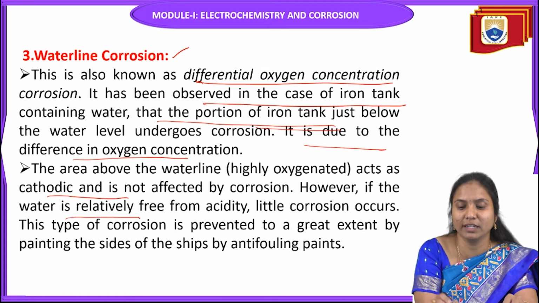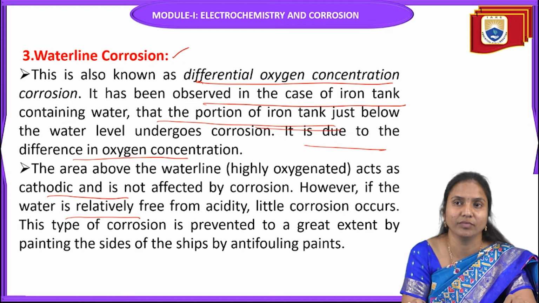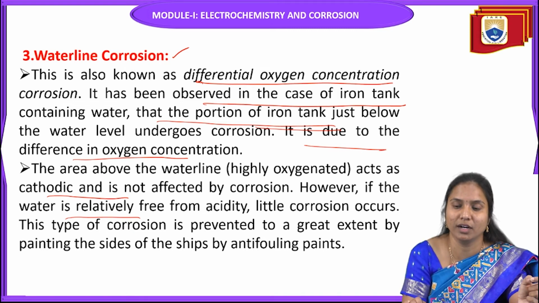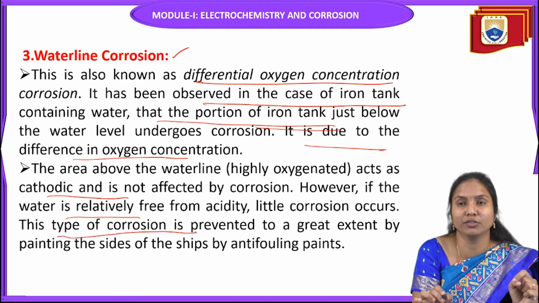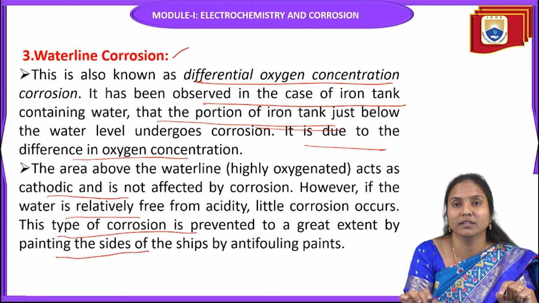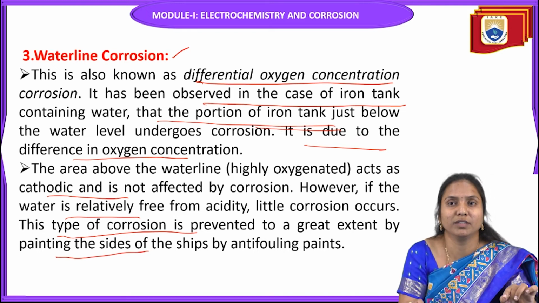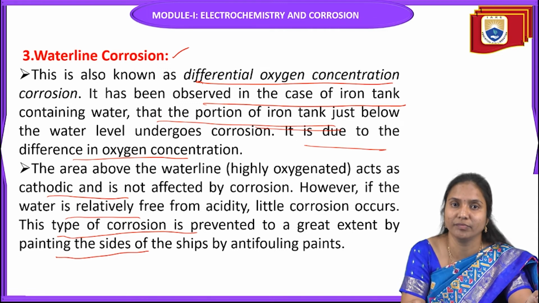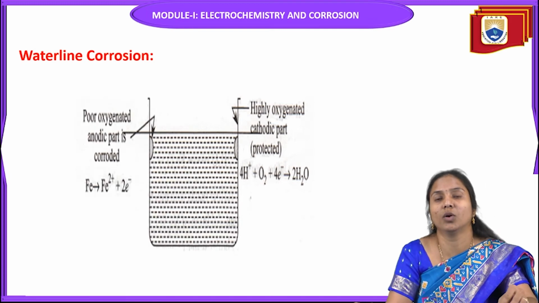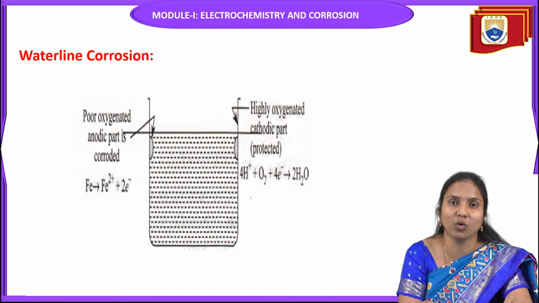If the water is relatively free from acidity, only little corrosion occurs. This type of corrosion is prevented to a great extent by painting the sides of ships with anti-fouling paints. We can avoid it by applying paints. So this is the waterline corrosion generally observed in water tankers.